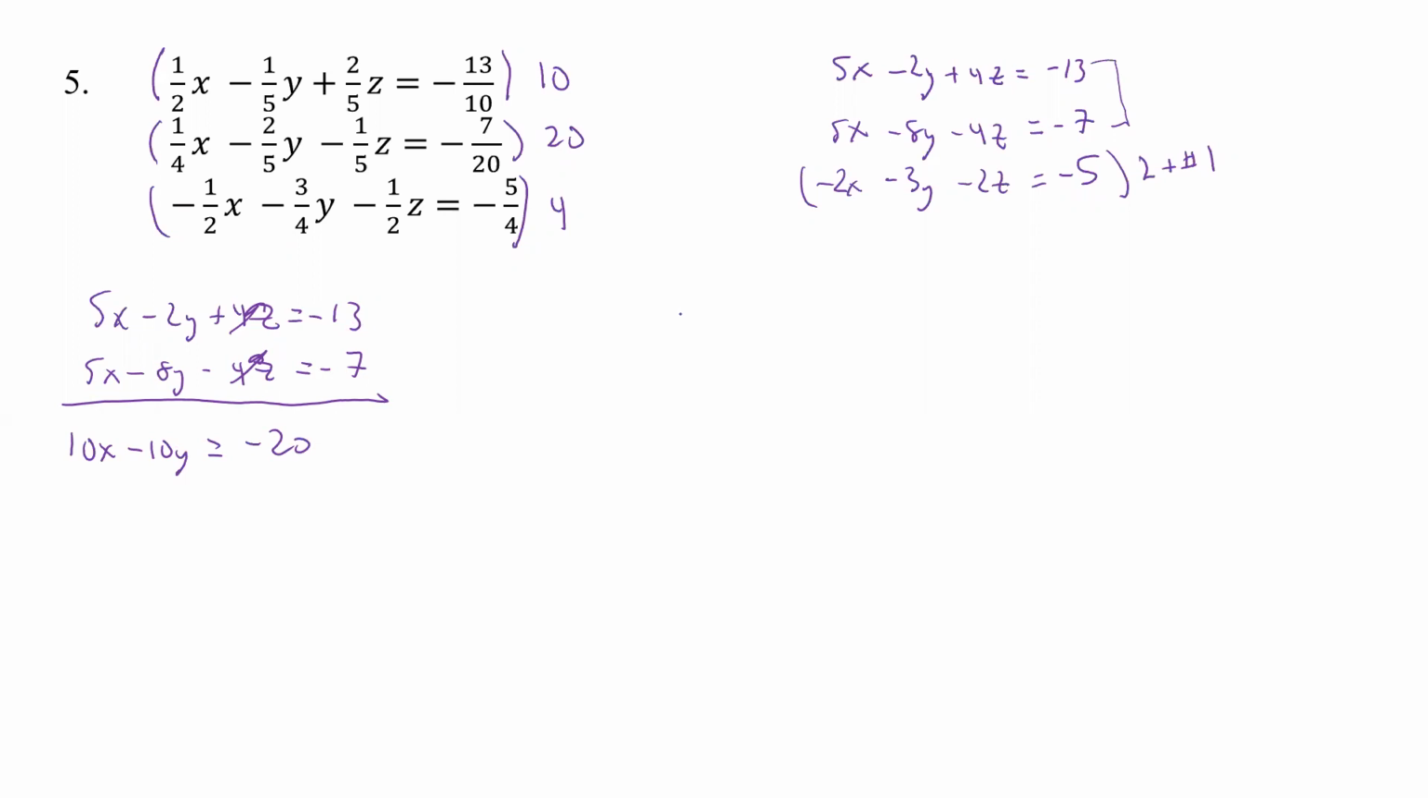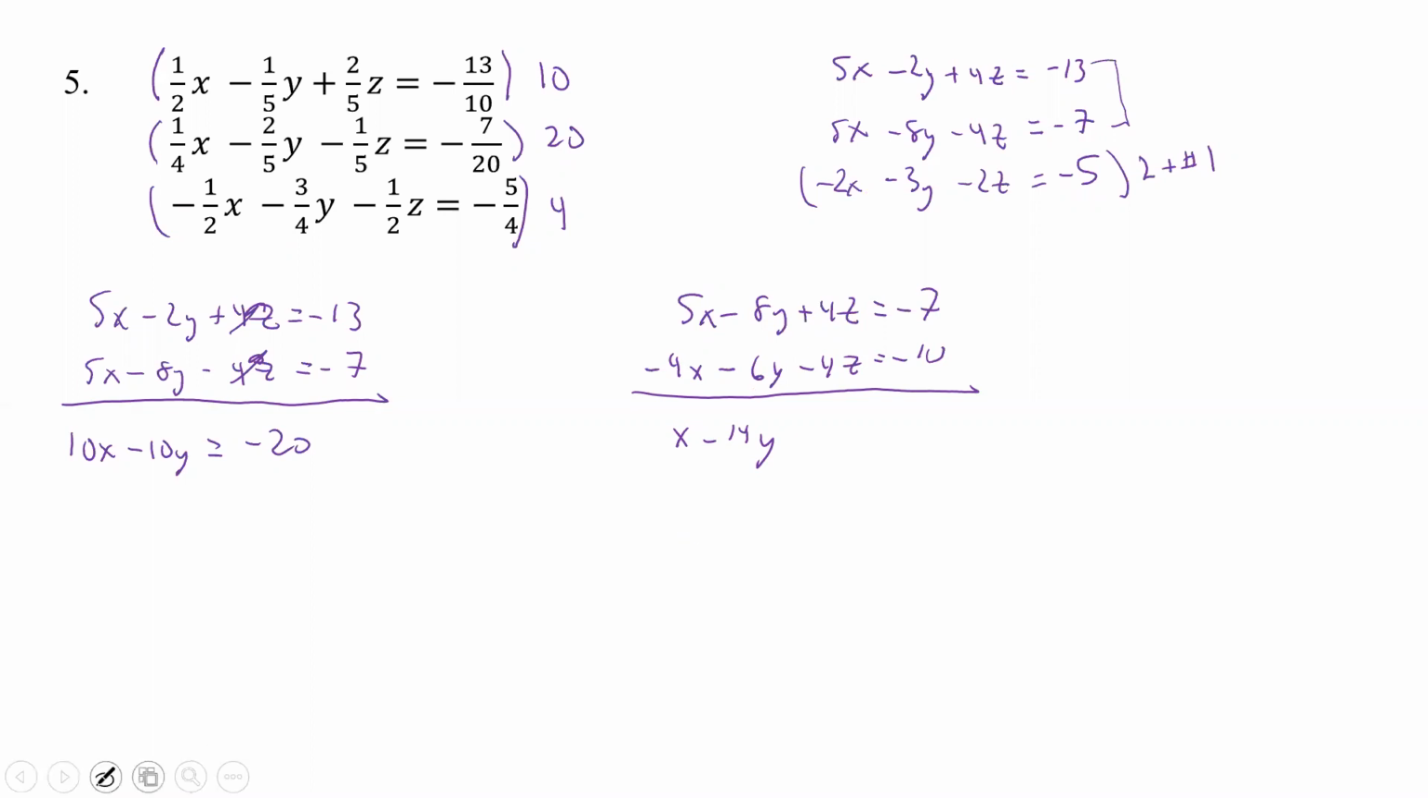Now what about the second one? Well, that was 5x minus 8y minus 4z equals minus 7. Now multiply by 2, that's a minus 4x minus 6y minus 4z equals minus 10. And so 5 minus 4 is going to be x, minus 8 minus 8 is minus 14y. Oh, that's a plus here. I wrote that wrong. Nope, that is right. I didn't change. I put the wrong numbers here. Pardon me, I was supposed to put the top row.